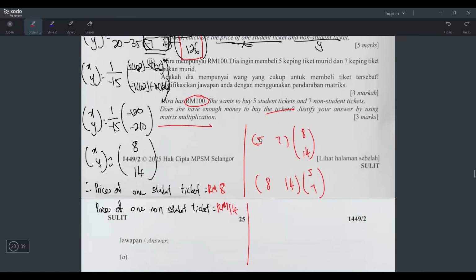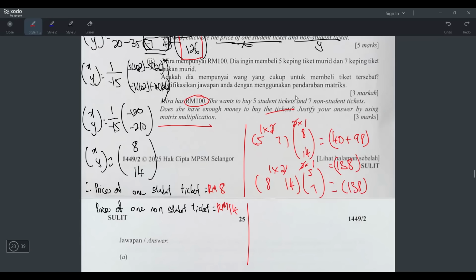So this one is 1 row, 2 columns. This one is 2 rows, 1 column. And when you cut, you get a 1 row, 1 column answer. Or you can also write like that, same thing: 1 row, 2 columns, 2 rows, 1 column. Cut, left with 1 row, 1 column. Okay, so now we can multiply. 5 times 8 is 40, and 7 times 14, you press, you will get 98. Then 40 plus 98 is 138. If you do it the other way, you will also get 138. It's the same.